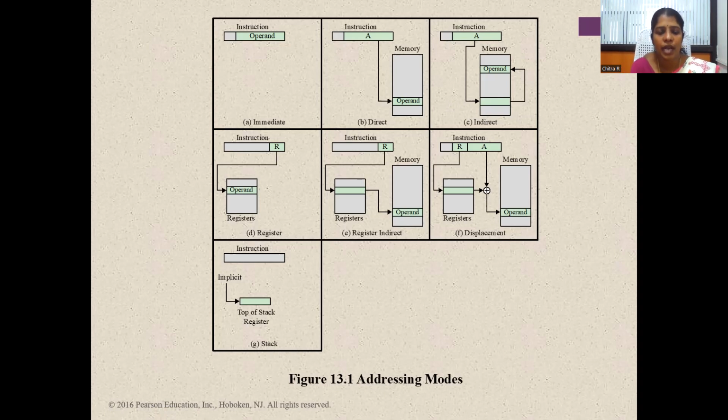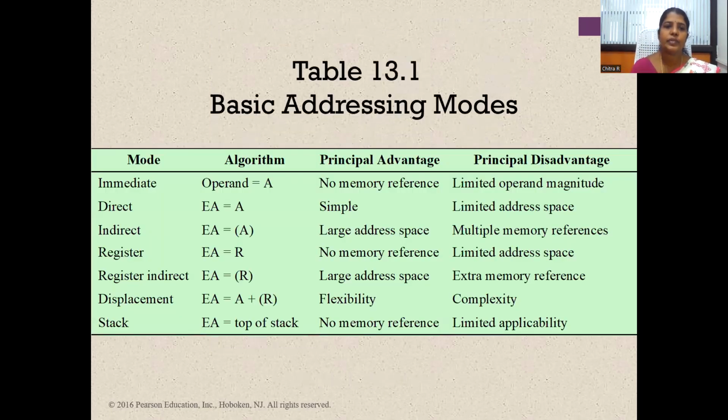Displacement mode means here the address plus the displacement value is given. That is 4000 of R1. 4000 plus the R1 content will give this displacement. And stack addressing mode, here no need to give the address. Instead, automatically the values can be fetched from the stack. The stack uses last in first out. So push and pop operations are required for this stack addressing mode. These are the basic addressing modes.